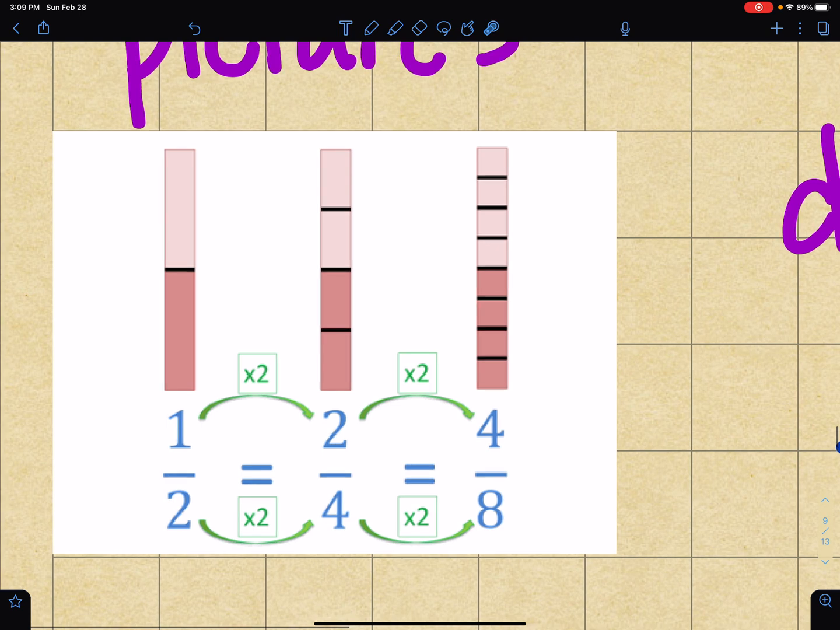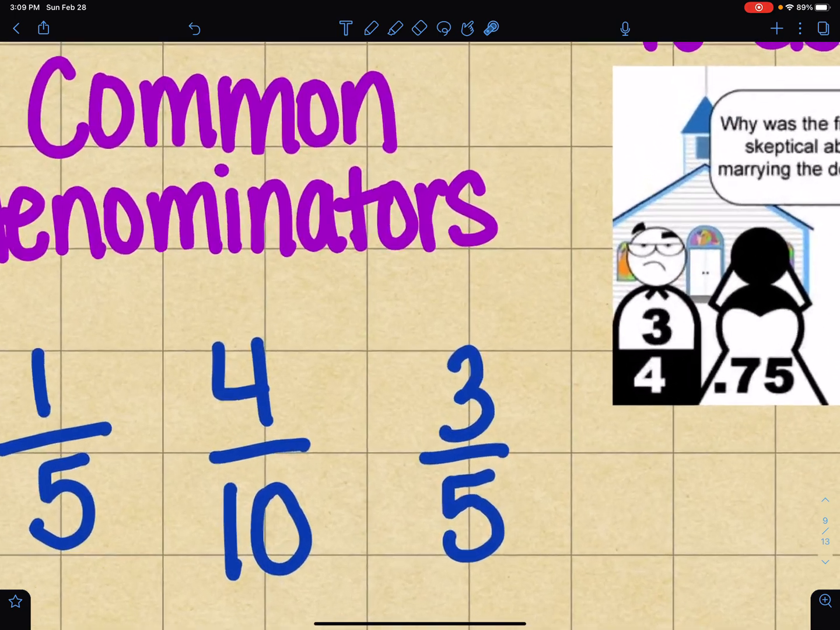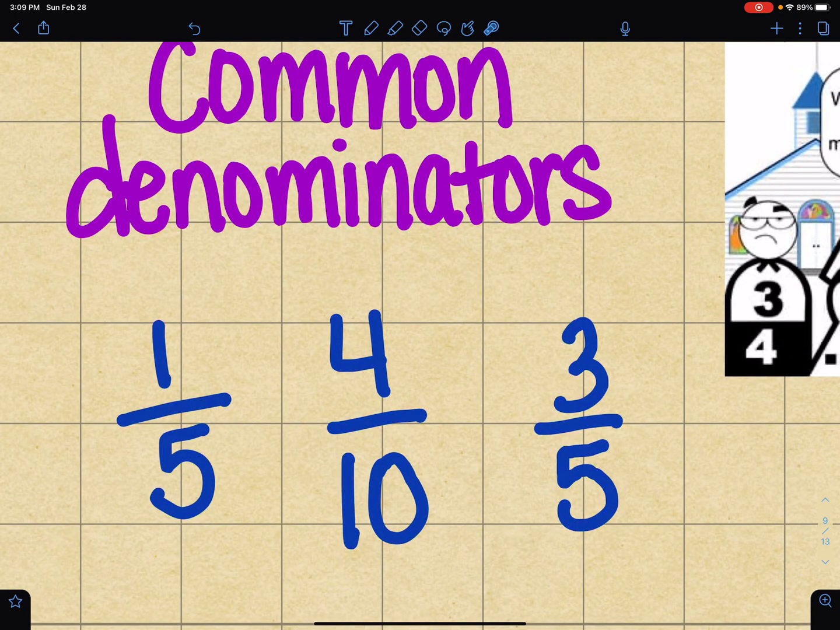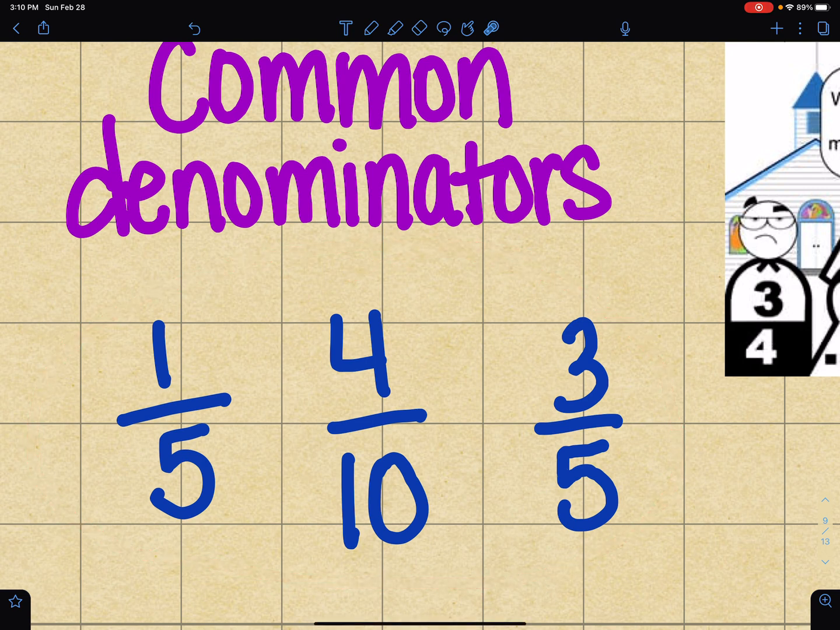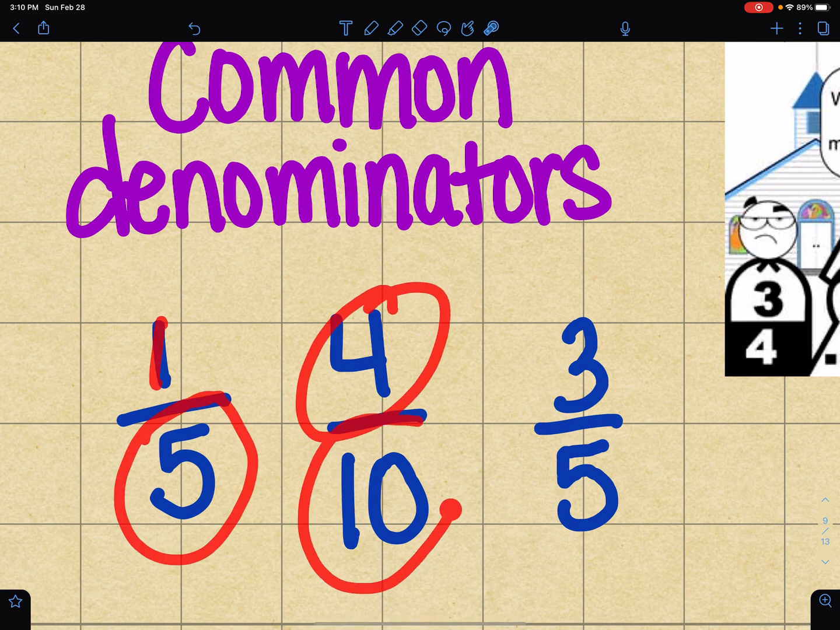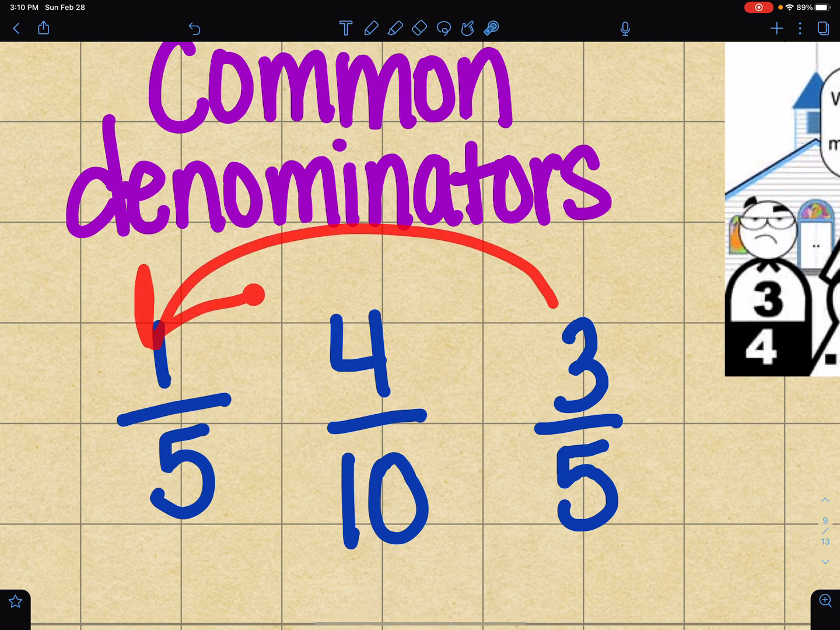See? Okay, another way. The second way to compare fractions is to get a common denominator. So let's say you've got these different fractions and you want to compare them. Well, it's hard to compare them because this is 1/5 and this is 4/10 and this is 3/5. We can compare the 1/5 and the 3/5, because we know that 3/5 is bigger. But what about this one?